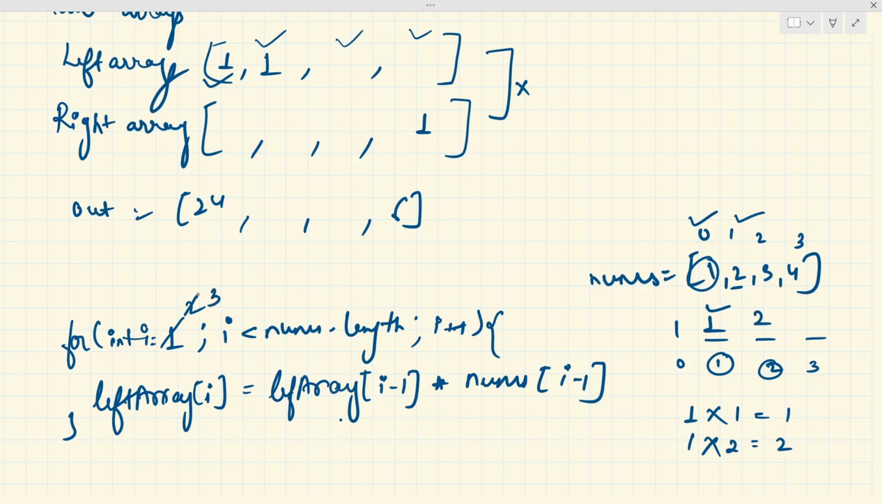After that i becomes 3, which is the last index as well. So this also works. For the third one, left array i minus 1. What's the value? 2. So 2 multiplied by nums i minus 1, which is 3 minus 1, which is 2. What's the value? 3. If I multiply these, 3 times 2, we get 6. So the value of the last element is 6. Here you can see that I get 6 at last. So 1, 2 and 6.